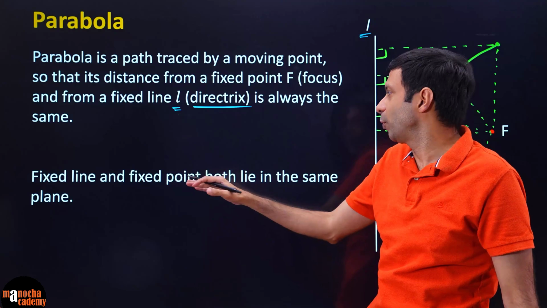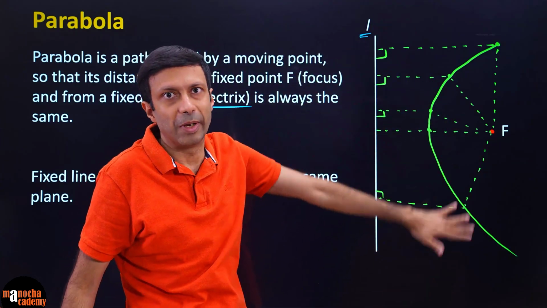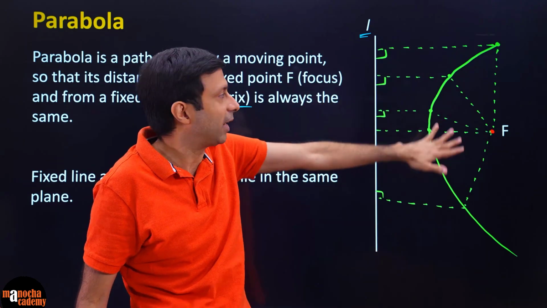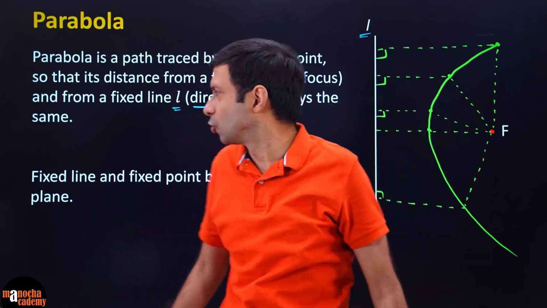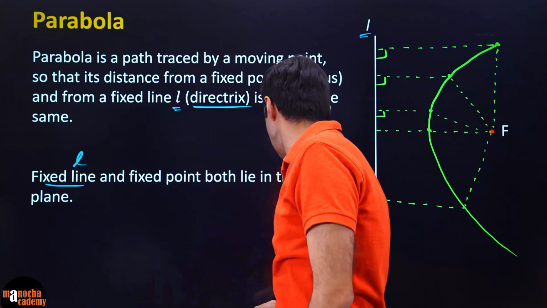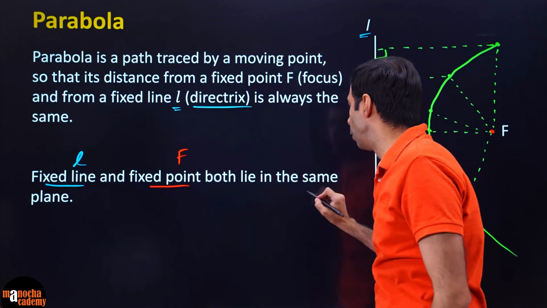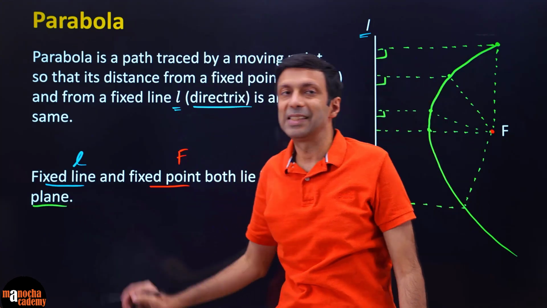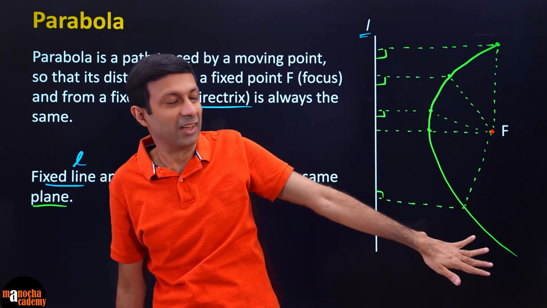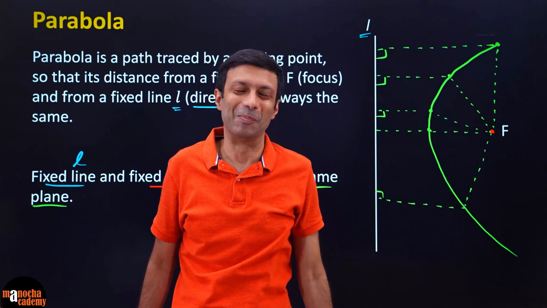And of course, the fixed point and line, they both lie in the same plane. So here we are talking about two-dimensional. This is a two-dimensional plane, right? A flat plane means flat surface. So our fixed line L, the directrix, and the fixed point, which is our focus, they both lie in the same plane, same flat surface. So this is how you can visualize the parabola with our firefly example.